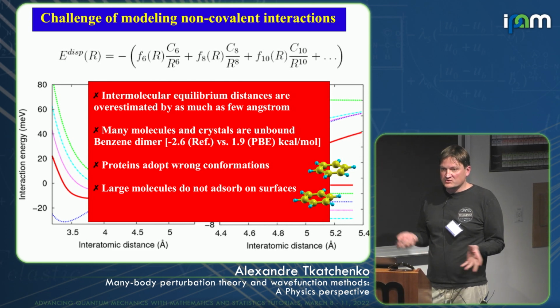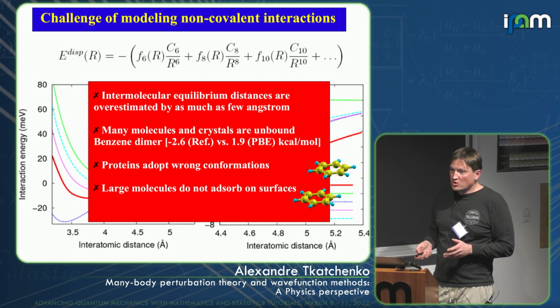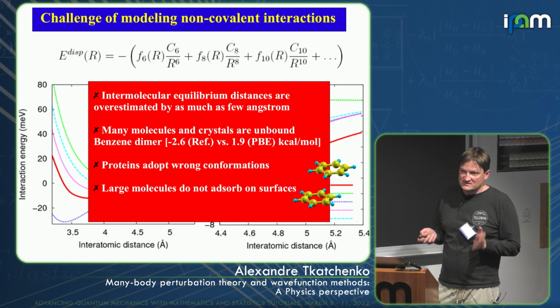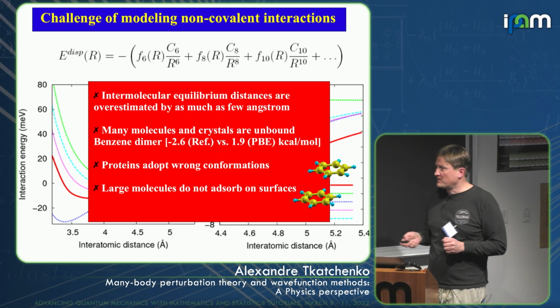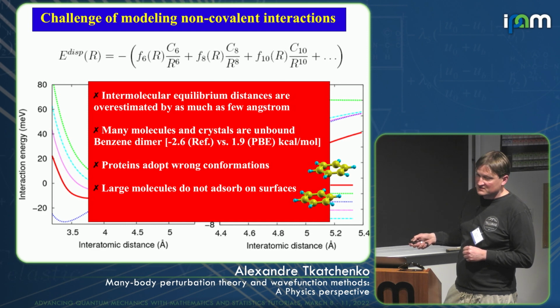Now, of course, we are not only interested in the argon dimer, we are interested in real systems. If you look at the performance of standard semi-local density functionals for many real systems, you realize that intermolecular equilibrium distances are overestimated by quite a lot. Most molecules and crystals are unbound. For example, for the benzene dimer, if you put it at the equilibrium distance known experimentally, you would get a binding energy of positive 1.9 kcal per mole, but coupled cluster gives you minus 2.6. So this is quite a large error.